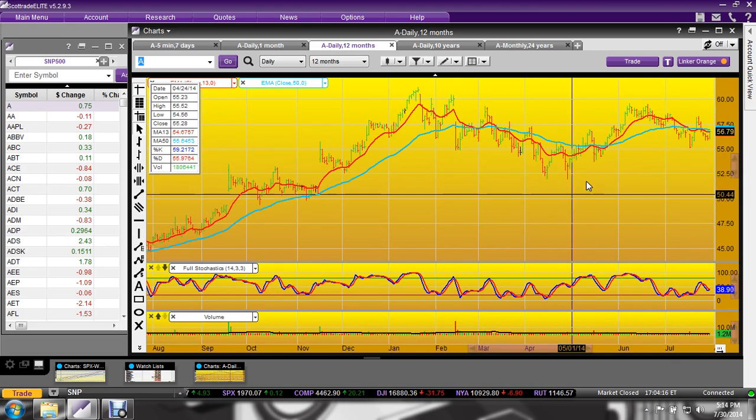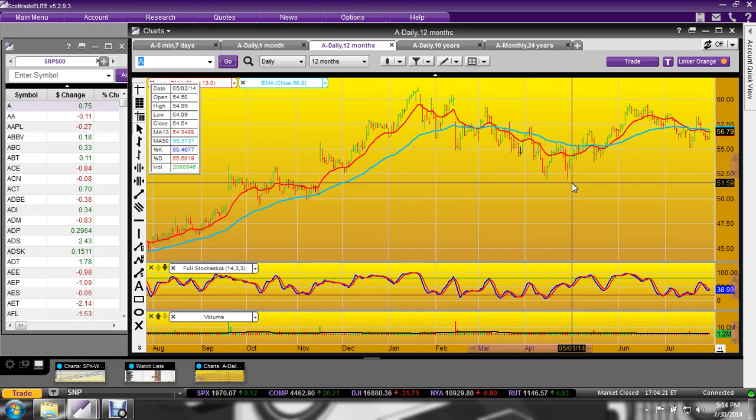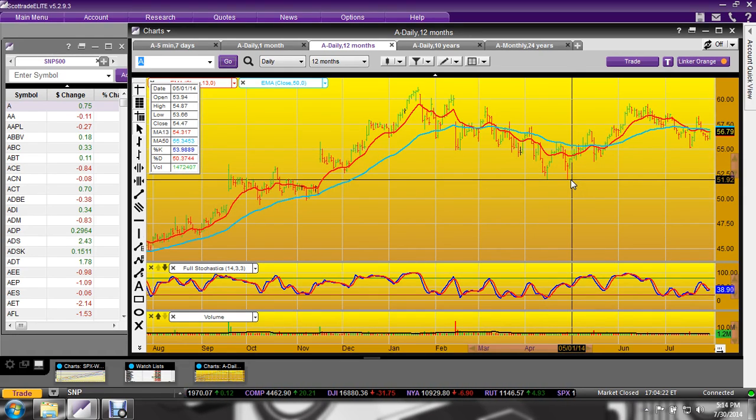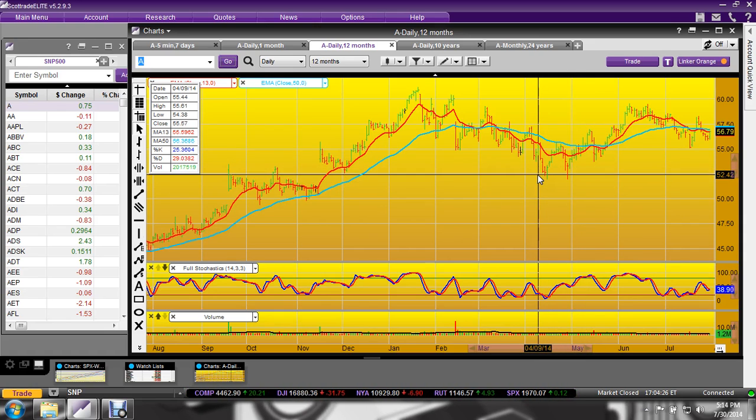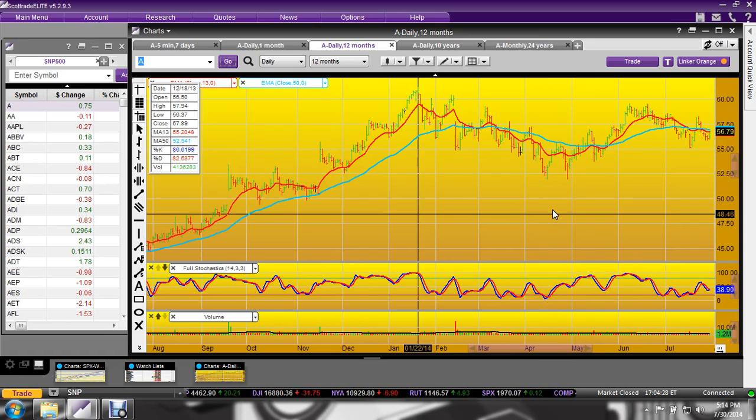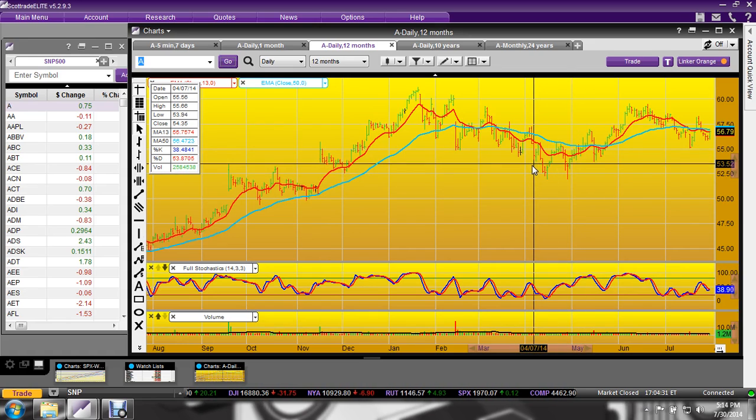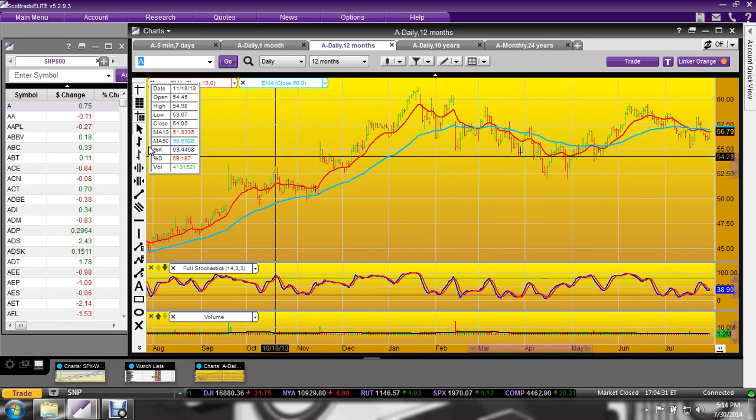If we see a lot of the constituents breaking supports that they've seen earlier in these retreats, we can look for the S&P to fall deeper, or we could see a deeper fall on the S&P 500.